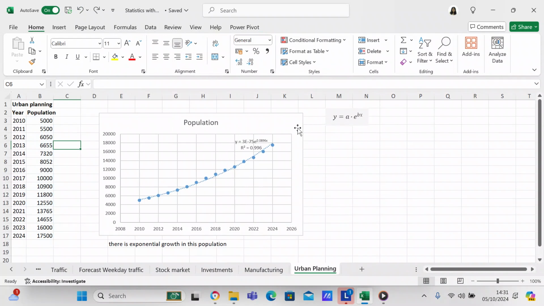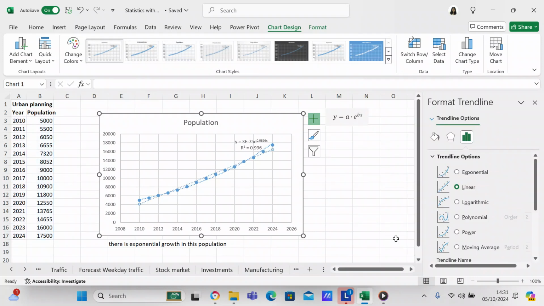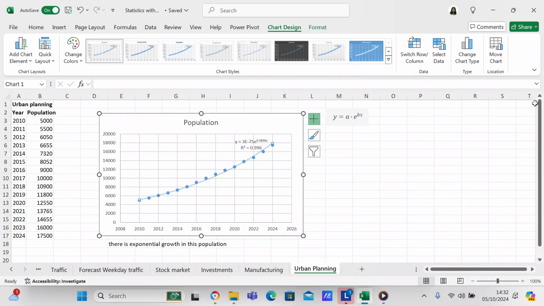Now what we do is we go into the plus, the trend line, and then more options. In the trend line it says linear, but what we want is exponential because the growth is exponential. Another thing we want is to display the equation on the chart and display the r squared on the chart. We've already done that as well. That's how you get the equation.